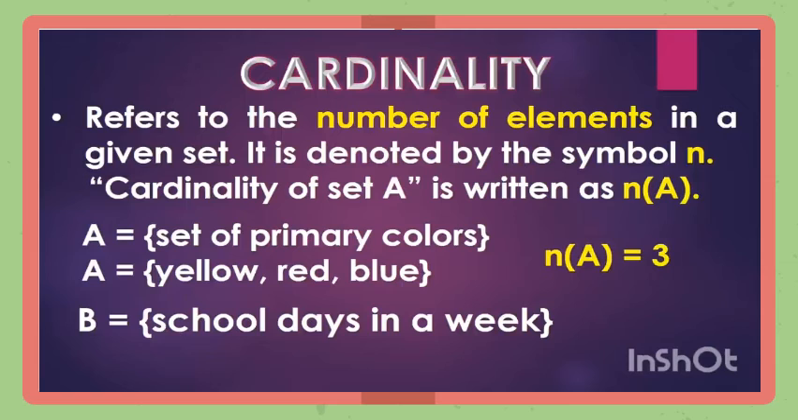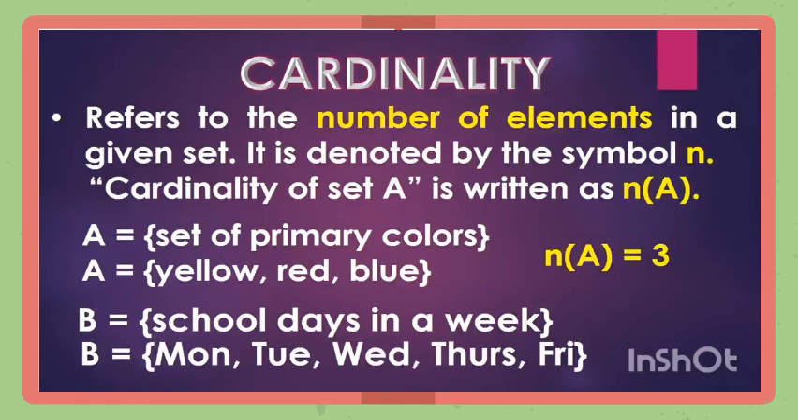Another example, school days in a week. So, for set B, we have Mondays to Fridays. So, how many elements do we have? 1, 2, 3, 4, 5. So we have cardinality of set B. Take note, it is already B because the name of the set is B. Cardinality of set B is equal to 5 because we have 5 elements. Meron tayong 5 elements na nakapaloob sa set B.